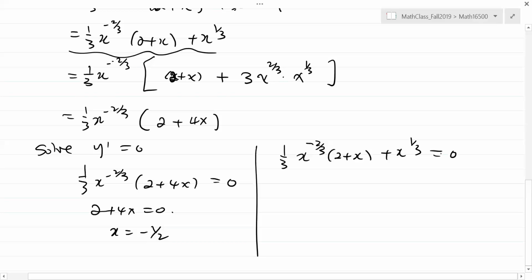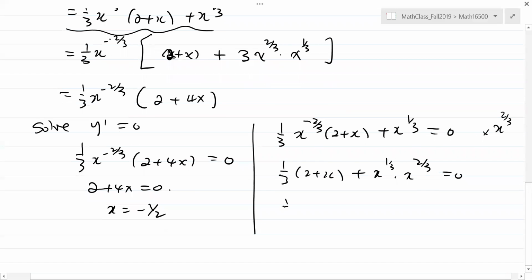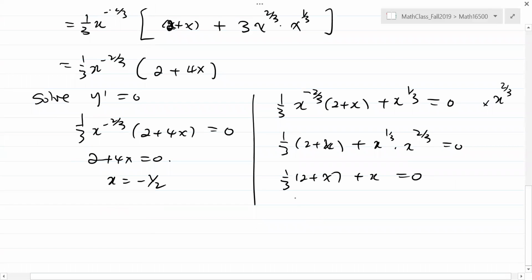Well, the idea is you have to get rid of x to the -2/3. So you multiply each term by x to the 2/3. Then x to the -2/3 and x to the positive 2/3 will be gone. This part will be just x. Then it's a linear equation, then you can solve it. 2 plus x plus 3x equals 0, then 2 plus 4x equals 0, and then x equals -1/2. You get the same result, okay?